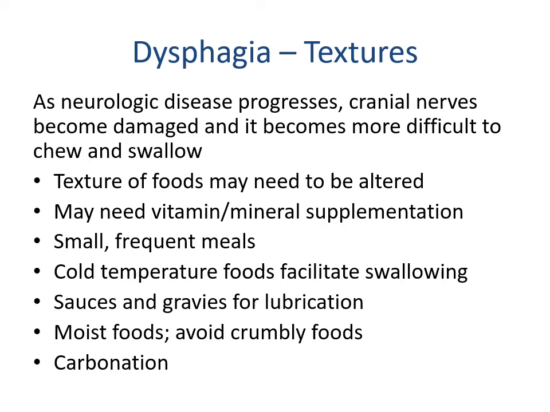Sauces and gravies help, so we don't choke. If anybody's ever done the 6-cracker challenge, we don't want people choking on dry, dusty foods. So moist foods, so avoid anything dry or crumbly, like toast. Anything that is crumbled is going to need lots of sauces and gravies. And then carbonation can be very irritating as well.